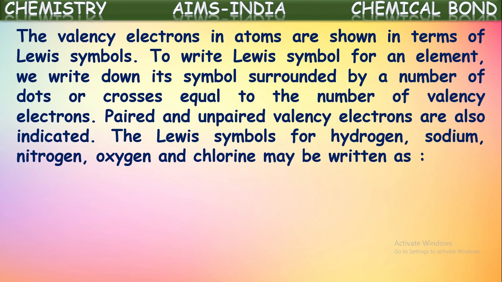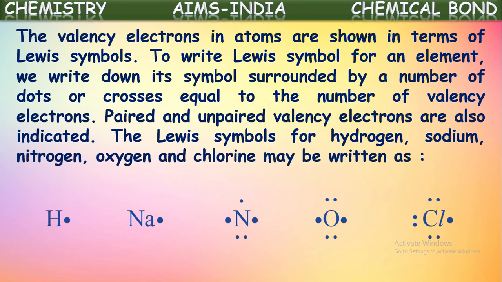So what we did? The valence electrons in an atom are shown in terms of Lewis symbols. To write the Lewis symbol for an element, we write down its symbol surrounded by the number of dots or crosses equal to the number of valence electrons. Paired and unpaired valence electrons are also indicated. The Lewis symbols for hydrogen, sodium, oxygen, and chlorine may be written as this. See here the symbols of these elements.